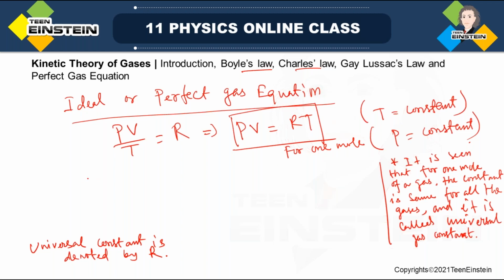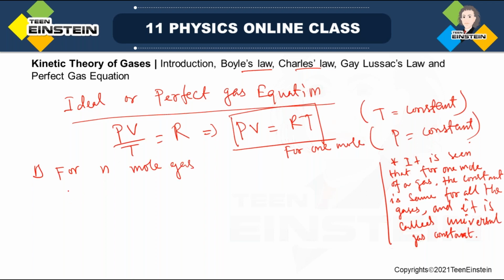Okay, so for n mole gas, what will be the equation? For n mole gas, we can write PV is equal to nRT.